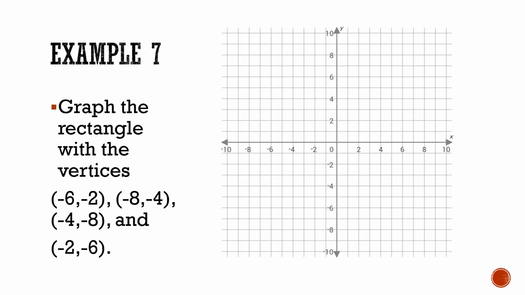Example 7, we're graphing the rectangle with vertices -6, -2, -8, -4, -4, -8, and -2, -6. So -6, -2 means we'll go backwards 6 and then down 2. -8, -4 means we'll go backwards 8 and then down 4. -4, -8 means we'll go backwards 4 and then down 8. And then -2, -6 means we'll go back 2 and then down 6. And then you can see your rectangle.